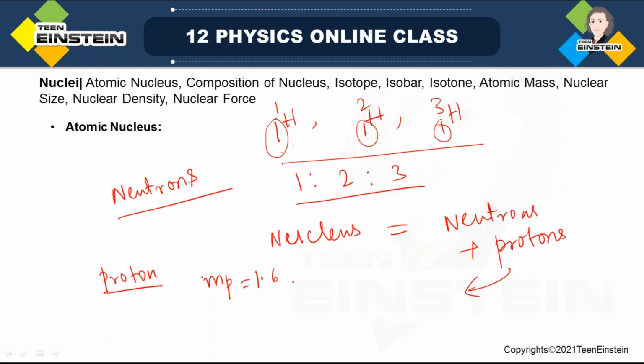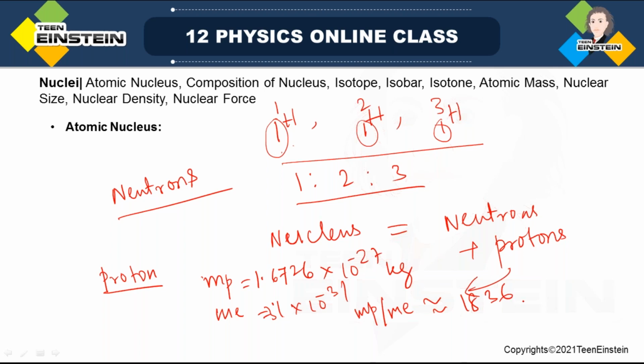1.672 × 10^-27 kg. If we compare this mass with the electron mass, the electron mass me is 9.1 × 10^-31 kg. If you take the ratio, you will be surprised to see that mp by me is nearly equal to this much. This much will be the ratio of the masses.